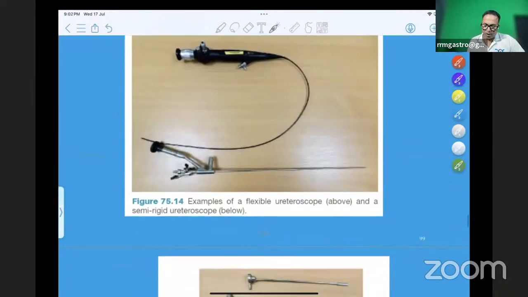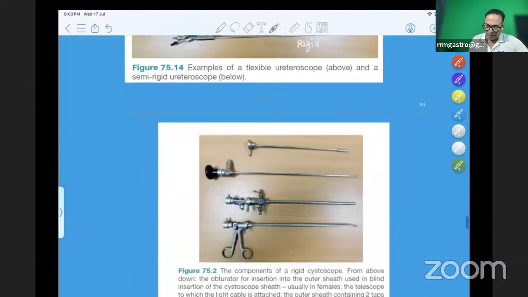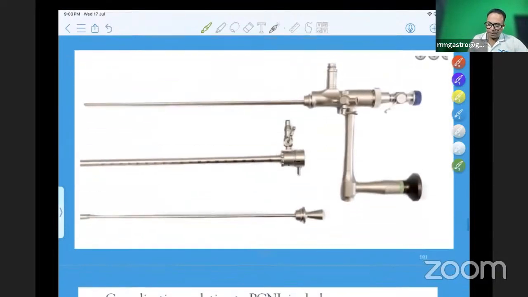This is a picture showing you various scope images. These are 2 types of scopes. You can see this is a flexible ureteroscope. This is a rigid ureteroscope, which can go into the ureter, which is 6 mm in diameter. This is a picture showing you the cystoscope. The cystoscope is rigid. There is no flexible cystoscope. We have only a rigid cystoscope. This is the nephroscope used for PCNL. This question can come for your exam.